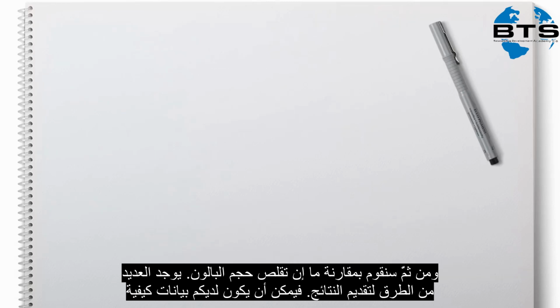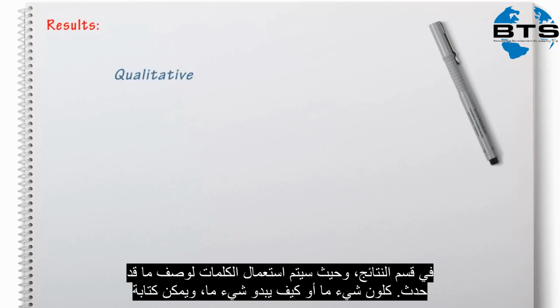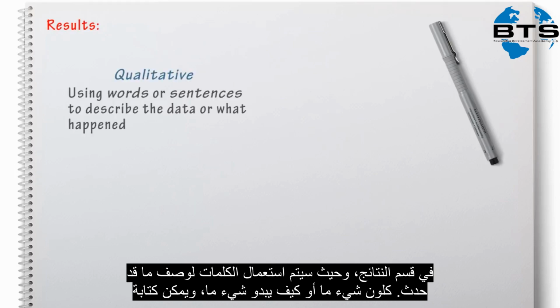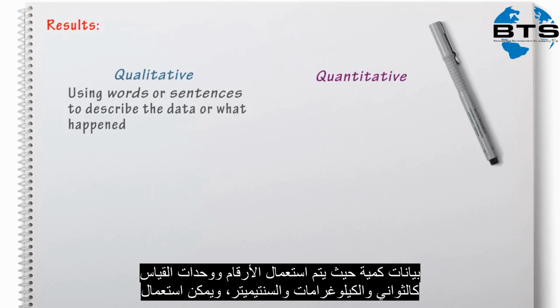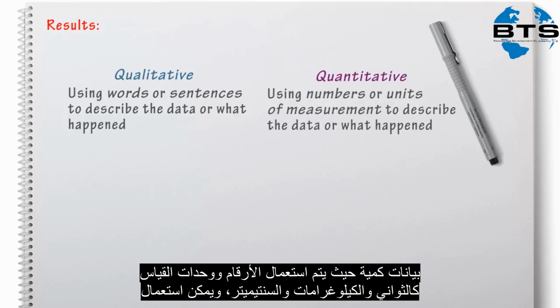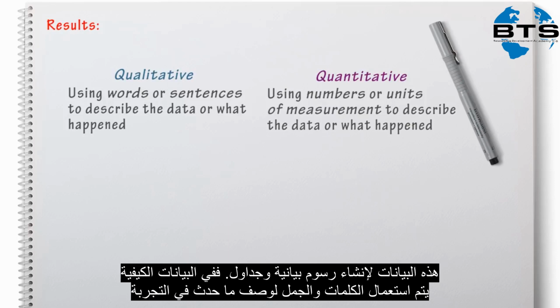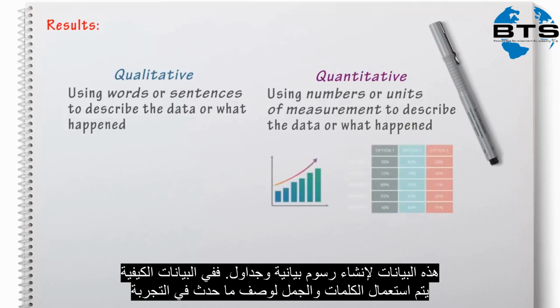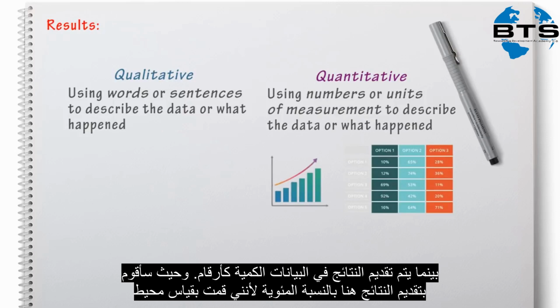There are a couple of ways that you can represent your results in your results section. You can have qualitative data, which is when you're using words to describe what happened, like the color of something, how something looks or sounds or feels. You can also have quantitative data, which is using numbers and units of measurement like seconds, kilograms, centimeters, and you can then use that data to create graphs and tables. So qualitative data is describing what happened using words and sentences, and quantitative data is representing your results as numbers.